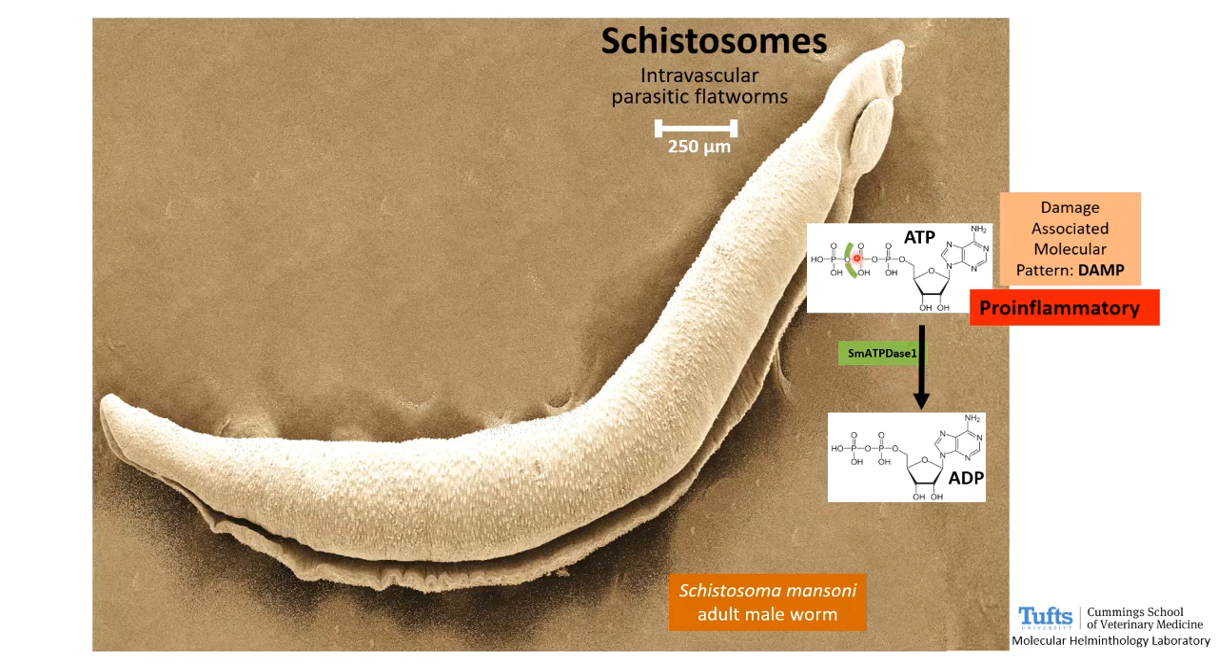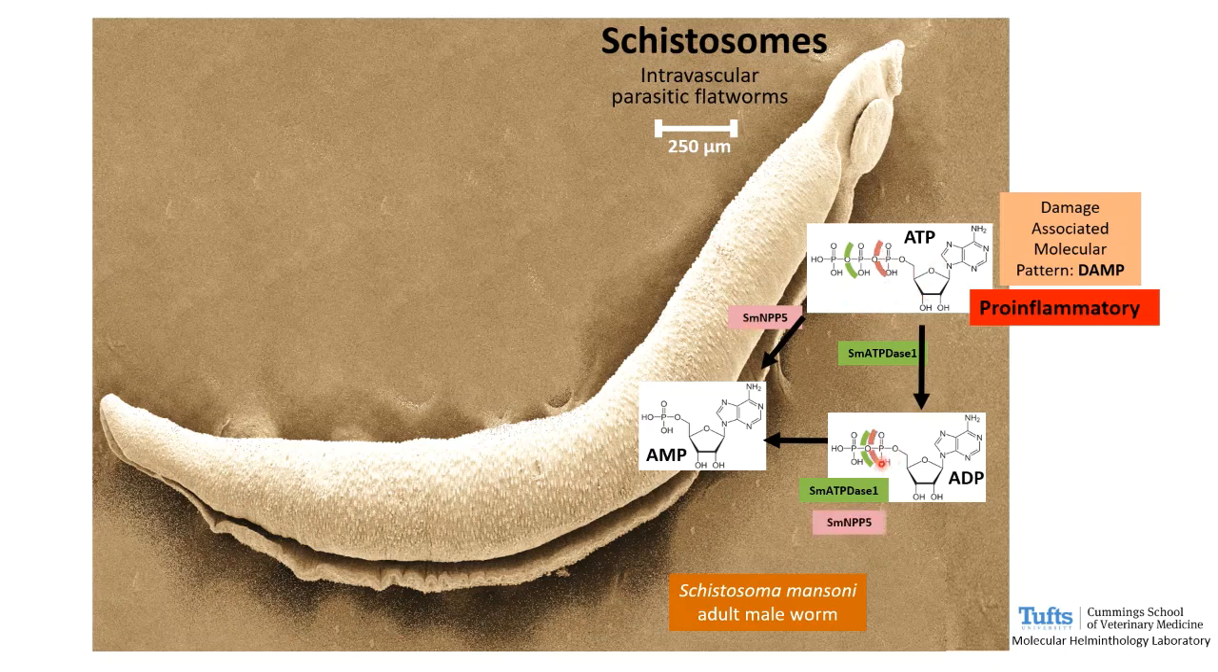ATPase1, cleaving ATP here, and also cleaving ADP here to generate AMP. The worms possess a second exposed ectonucleotidase called NPP5 that can also cleave ATP here and ADP here to further generate AMP. Recall that ADP is prothrombotic, activating platelets, so the ability of these enzymes to cleave these host signaling molecules we believe would benefit the worms in the vasculature.